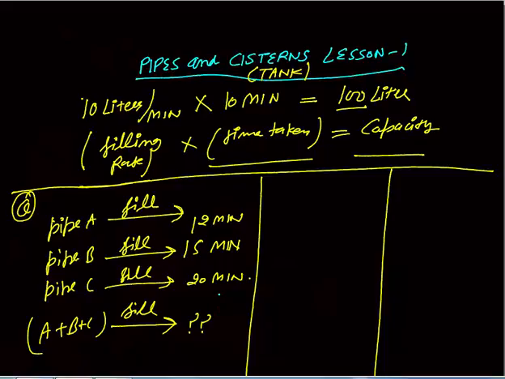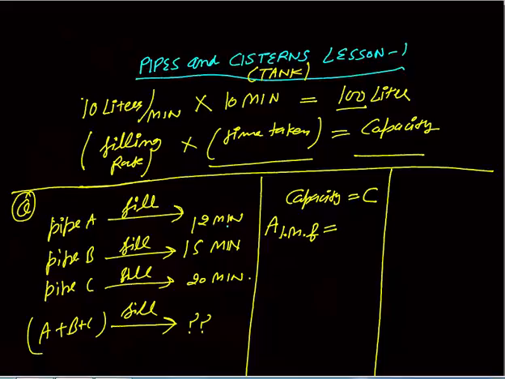We will assume the capacity. We don't know the capacity of the tank. Let's say the capacity of the tank is C liters. Now, as per the question, pipe A is filling that C liters in 12 minutes. So for pipe A, 1 mf. mf stands for 1 minute fill.